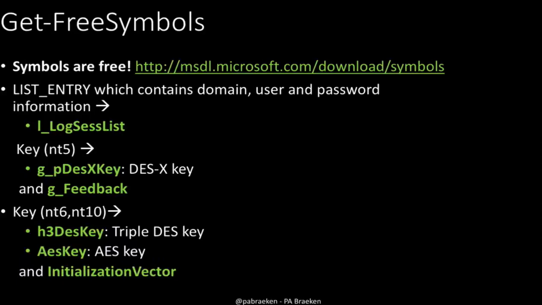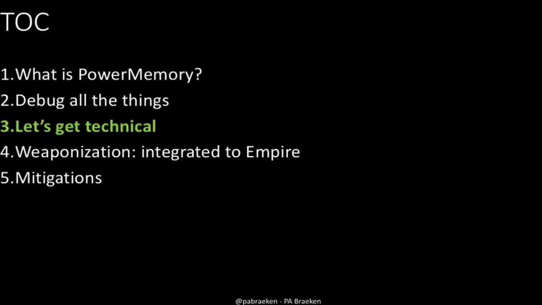For NT6 and NT10, it was very easy because as soon as you get this key and initialization vector, it's very simple to implement an algorithm and get the password. For NT5, it was harder because DESX is a DES implementation of Microsoft, which is not documented. So it was harder to decrypt the password for NT5 than for NT6 and NT10. But we need to go deeper.